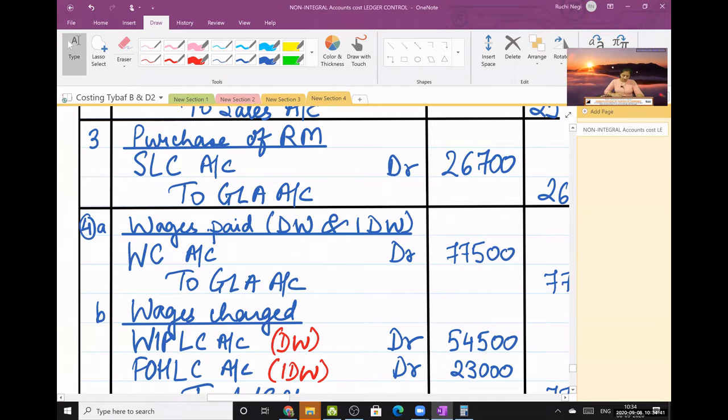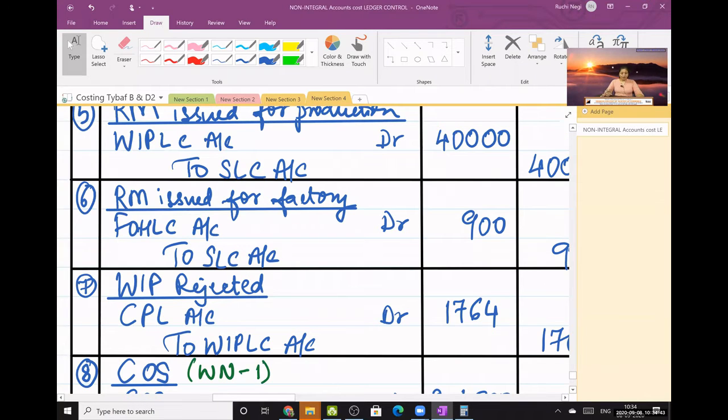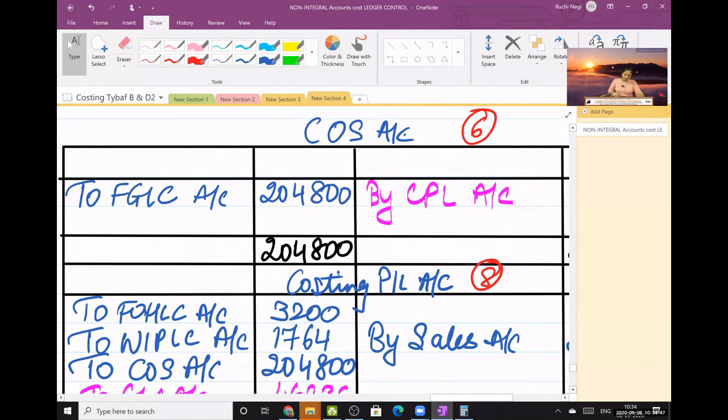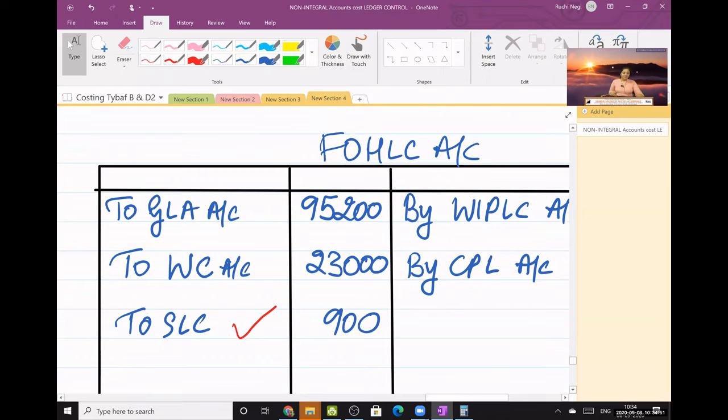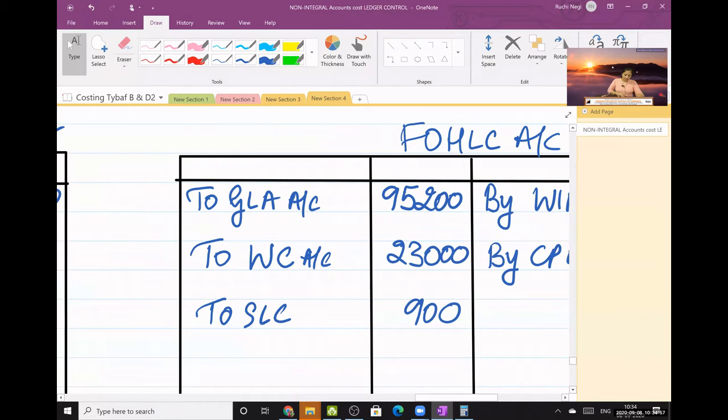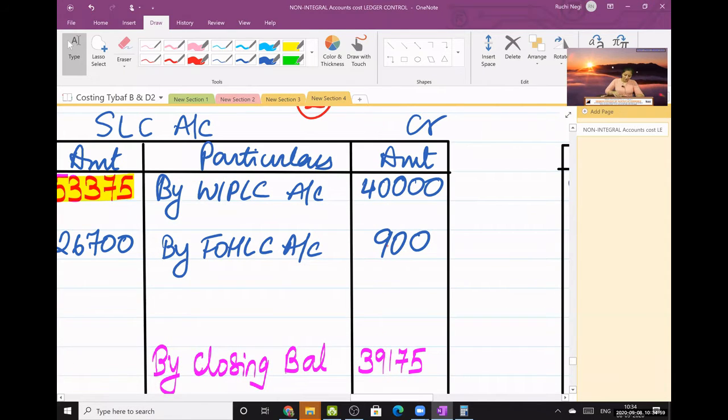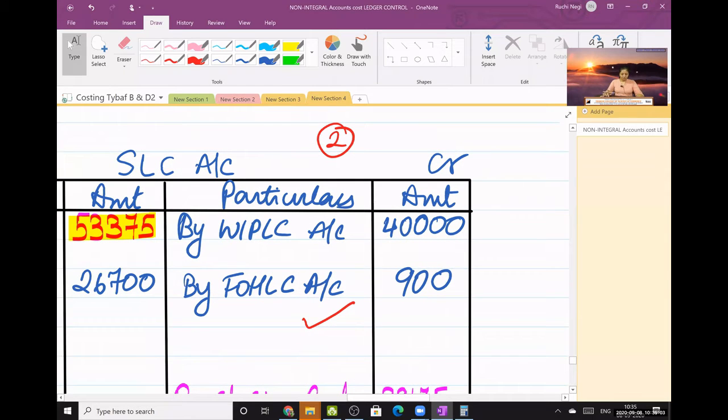Next, raw material issued for factory, FOH to SLC. Take it to the factory account, FOH to SLC, 900 in the FOH account debit side. And second effect, SLC on the credit side by FOH, 900.